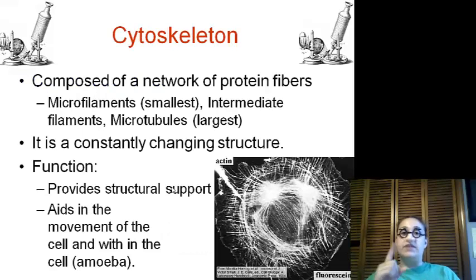It is composed of a network of protein fibers. These protein fibers are typically about 3 of them. They go from the smallest to the largest, with microfilaments, intermediate filaments, microtubules, which are the largest. They are constantly changing position to help maintain the structure and shape of the cell. And the function is to provide structural support, and it aids in movement of the cell and within the cell.